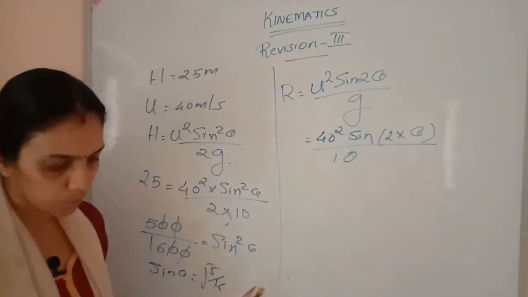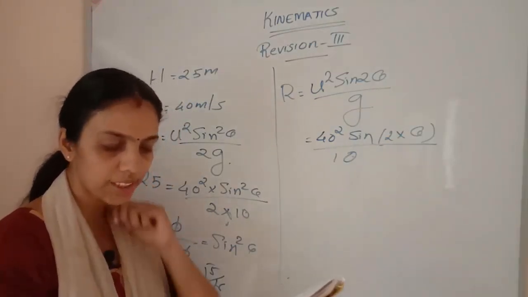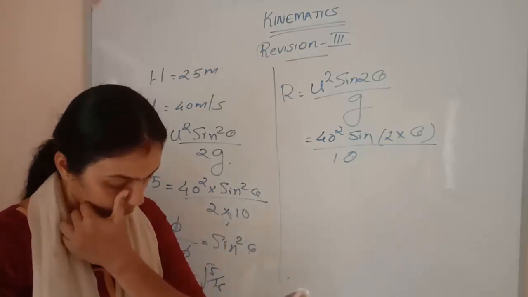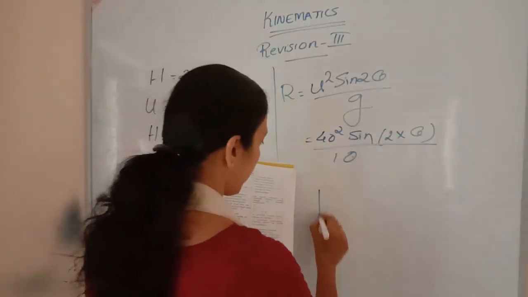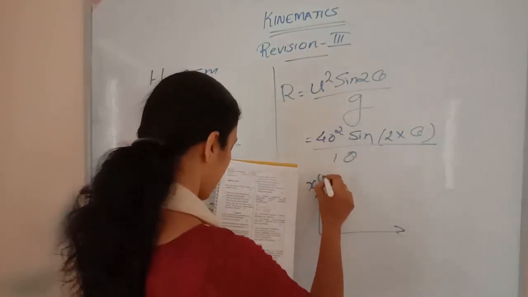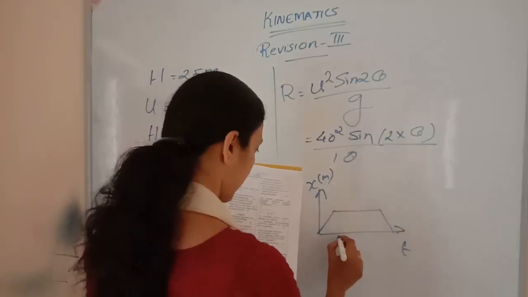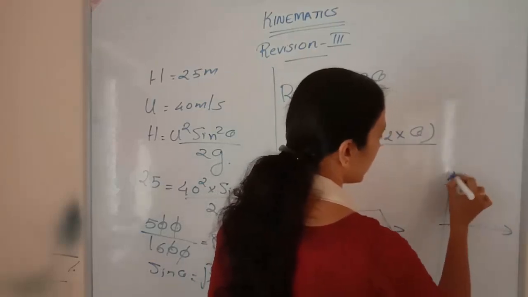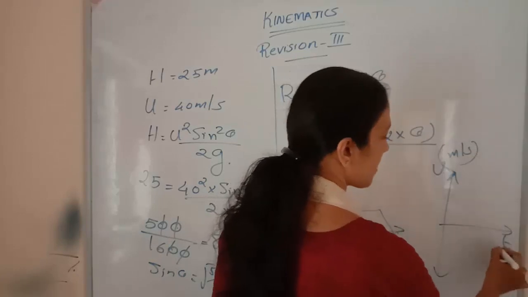Okay, so the next one is, the figure shows the position time graph of a body moving along a straight line. Draw the velocity time graph of the body. See, the question is here. The figure shows the position x and this is time. Here it is 5, here it is 15. Here it is velocity and this is time, meter per second. Here it is in seconds.